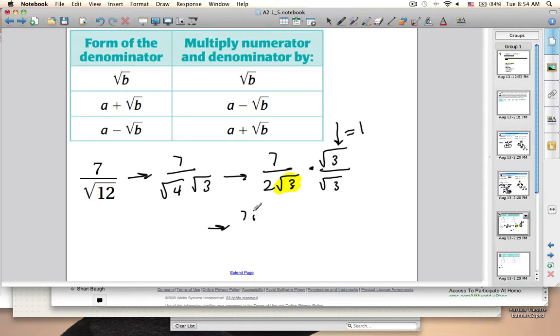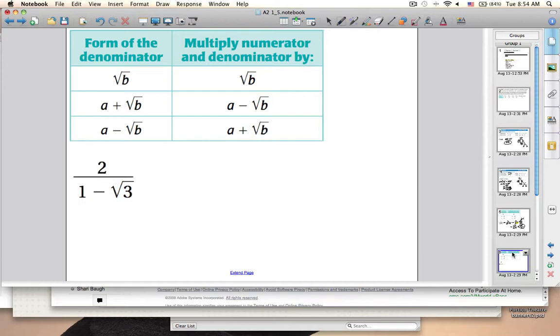So I'll end up with 7 root 3 over 2 times root 3 times root 3. Well, root 3 times root 3 is equal to 3. So when I square a radical, the result is the radicand. Again, to go back to your vocabulary words. So 7 root 3 over 6. This is fully simplified. Okay, so let's go on to another example.